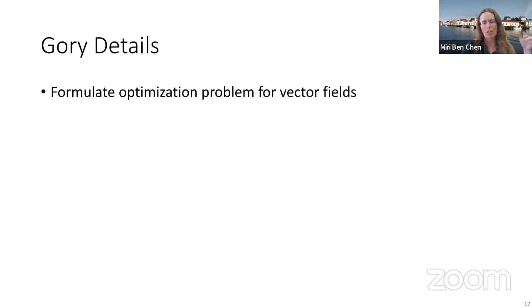Okay, so of course there are many, many gory details that I'm glossing over. In order to do this, you need to formulate the optimization problem for vector fields. This means you need to say what the variables are, what the objective is, which algorithm you use to optimize for this objective, what the initial conditions are, and when you stop, et cetera, et cetera.